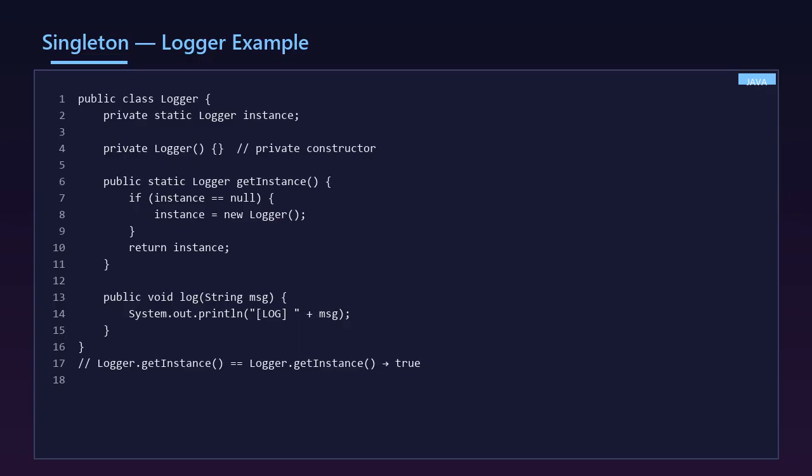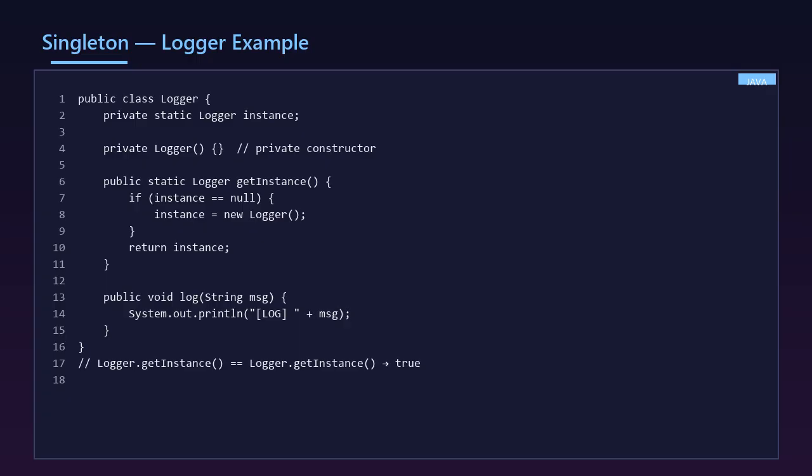Here's the classic singleton. The constructor is private. Nobody outside can write new Logger. The static field, instance, holds the one and only object. The getInstance method checks if instance is null, create it. Otherwise, return the existing one. So no matter how many times you call getInstance, you always get the same logger object.